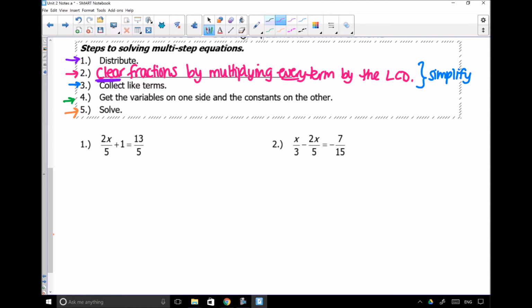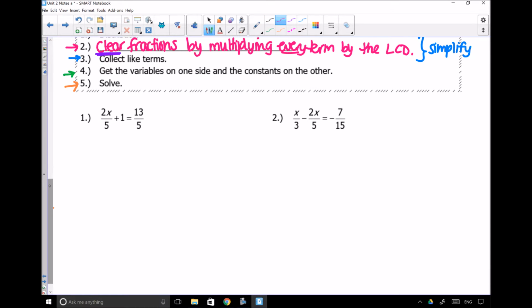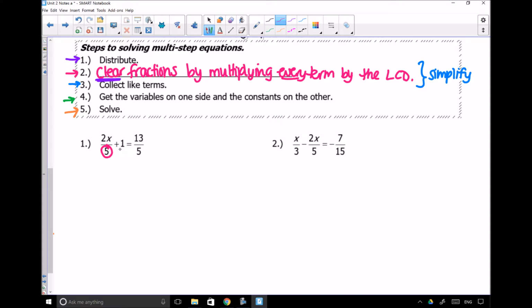Step 2 says to clear our fractions by multiplying every term by the LCD. So right here, I have a denominator of 5. This has a denominator of 1 technically, and another denominator of 5. So I can identify that my LCD is going to be 5. So that means that I have to multiply every single term by 5. Well, here's one term, here's another term, and here's my third term. So I'm going to multiply by 5 3 times. Remember, plus and minus and equal signs are what separates my terms.